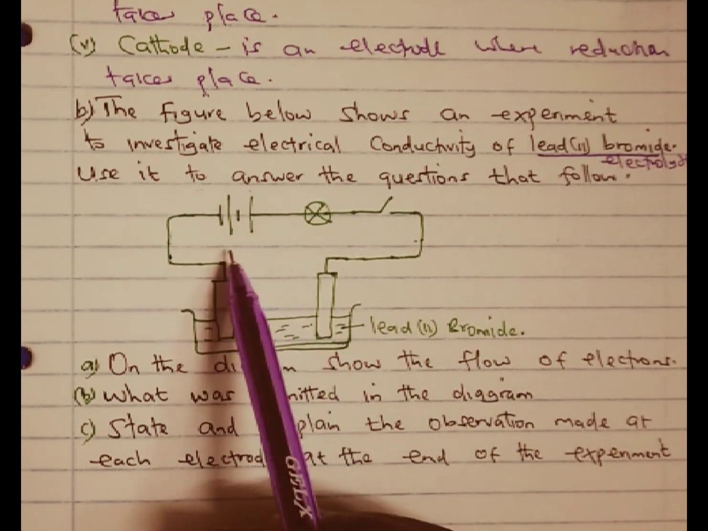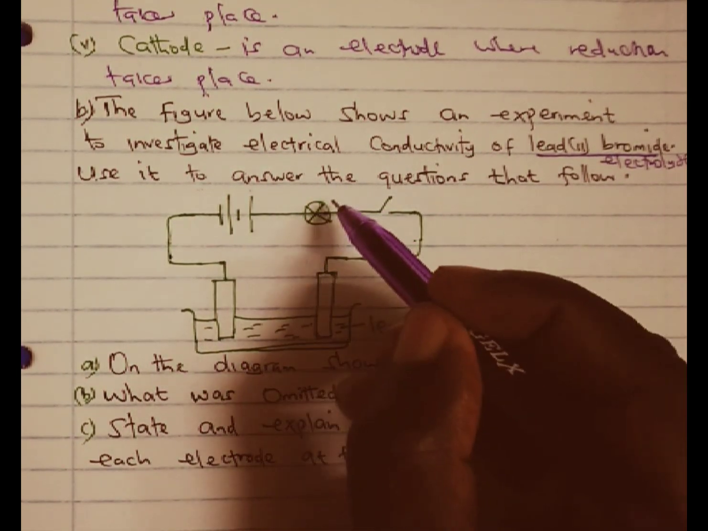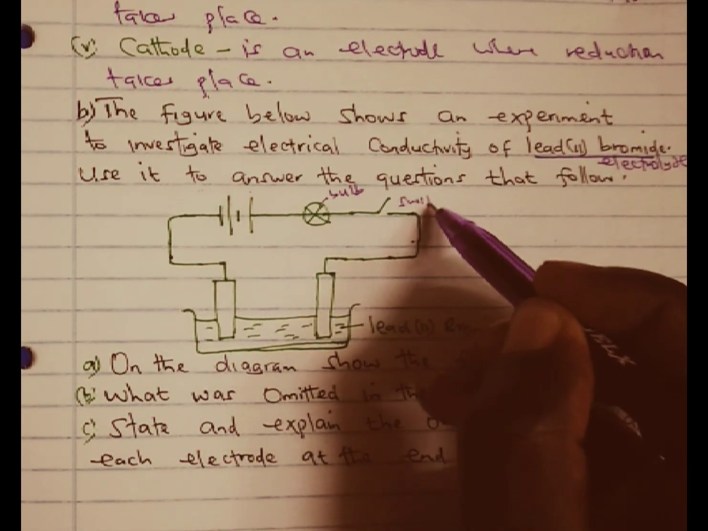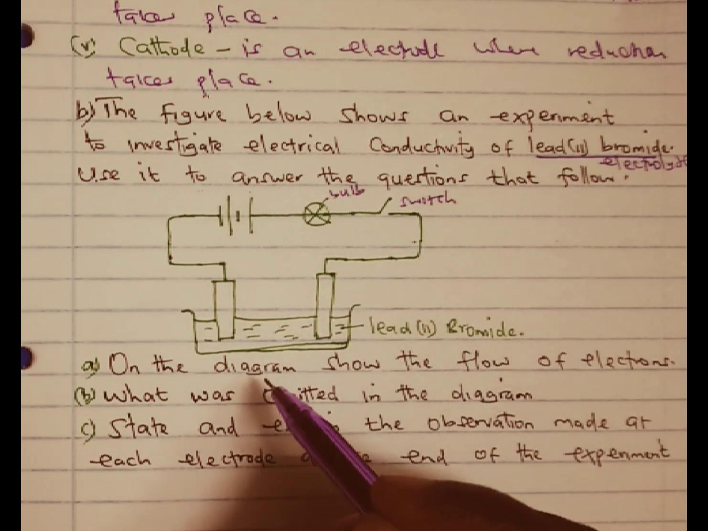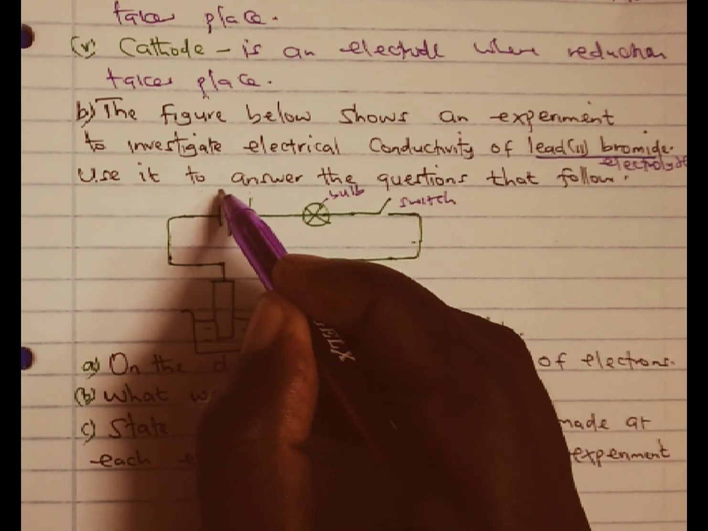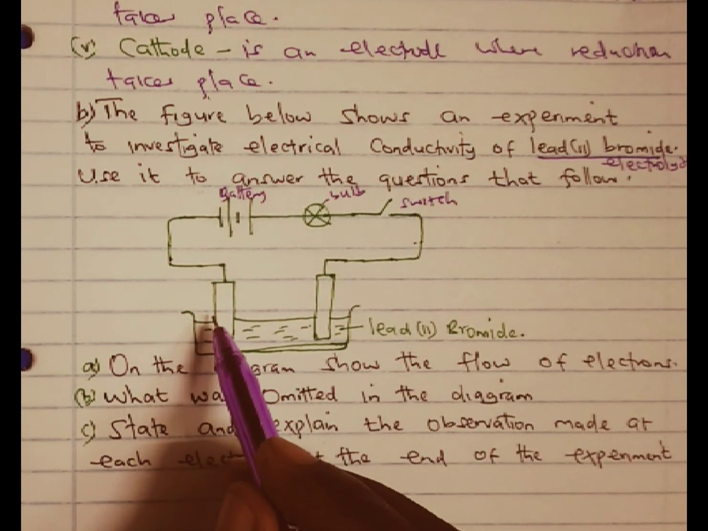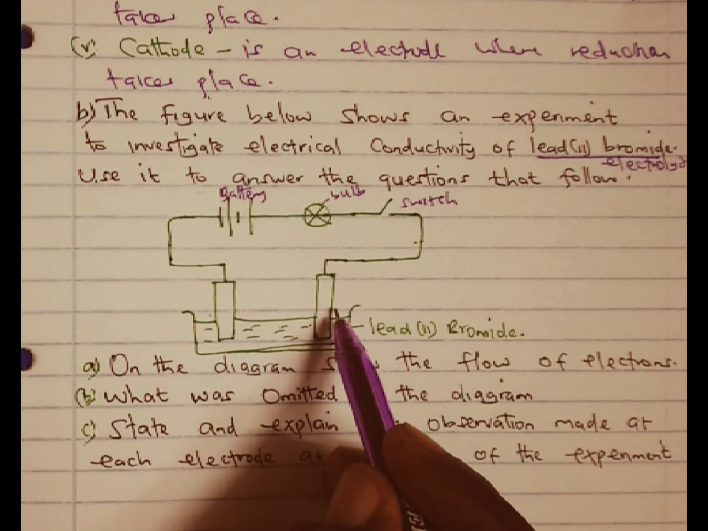One is the bulb. We have the switch. These are the connecting wires. This is the source of power. We can call it the battery. And also the 2 electrodes.